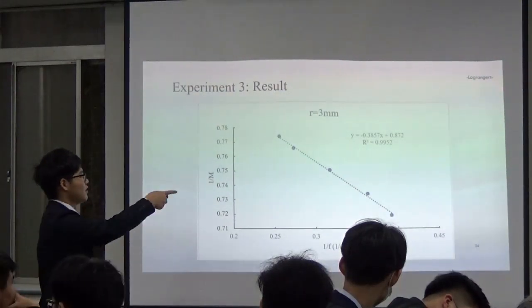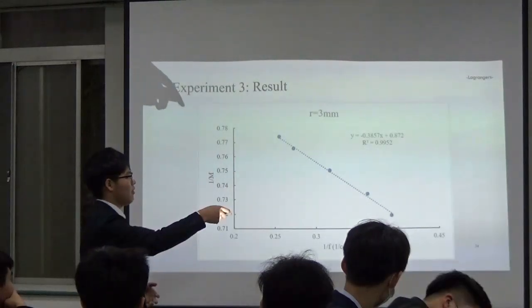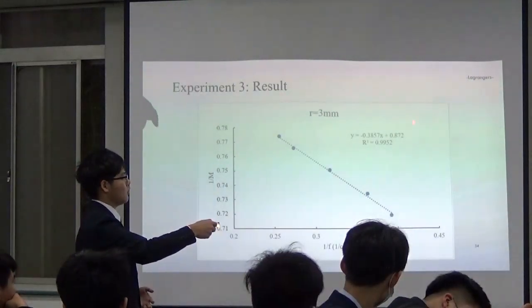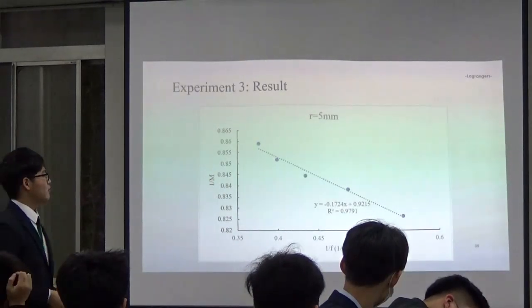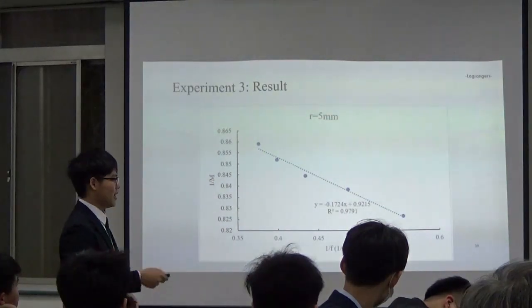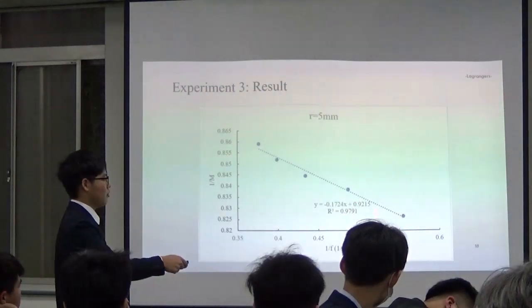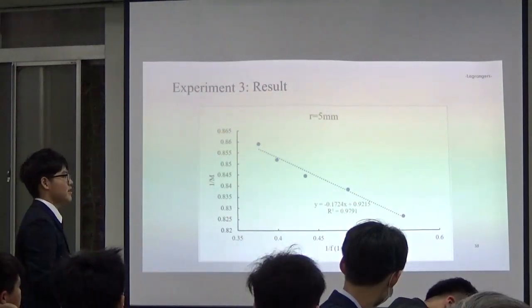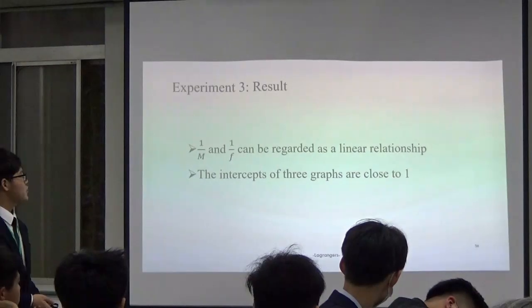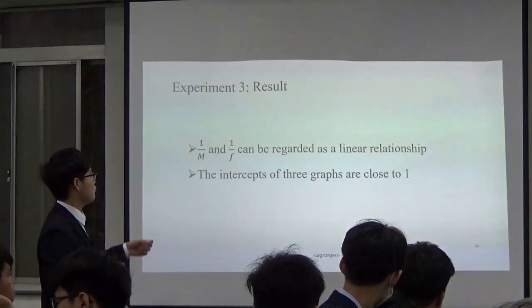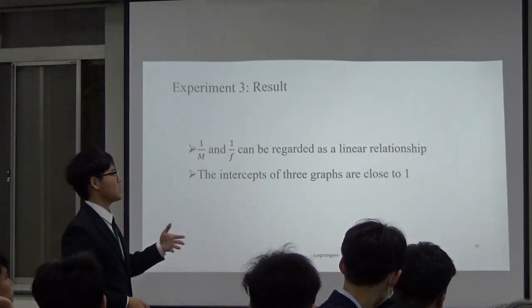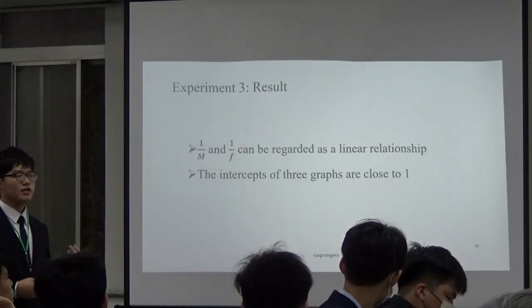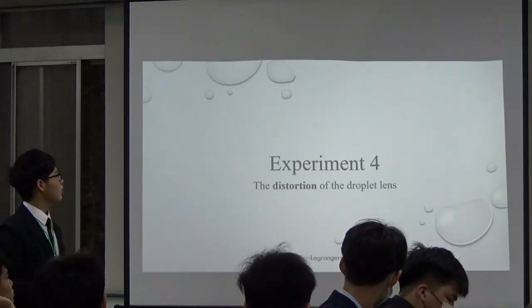And at 3 milliliters, it also matches the theory, with an intercept very close to 1 and the slope being negative. And with the 5 milliliter experiment, we have the same correlation, with an intercept close to 1 and a negative slope. So now we can conclude that 1/m and 1/f can be regarded as a linear relationship with an intercept close to 1.